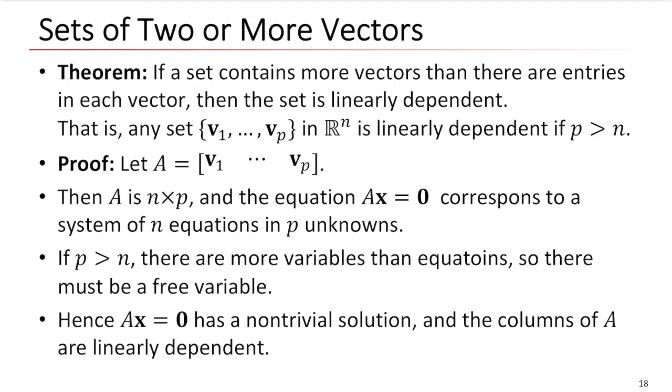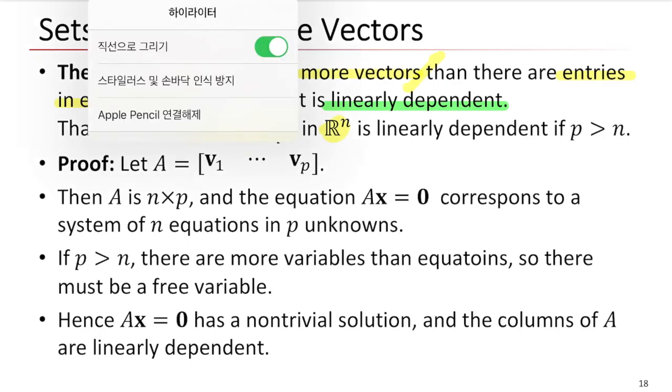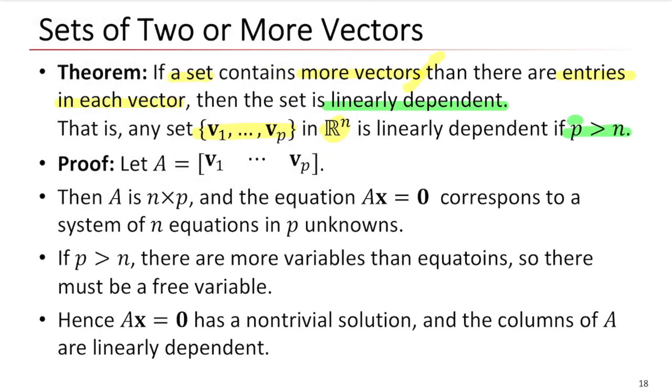Okay, there is another theorem. If a set, V1 through Vp, contains more vectors than the number of entries in each vector, then the set is linearly dependent. In other words, let's use the notation: any set V1 through Vp in Rn space is linearly dependent if the number of vectors is larger than the number of entries in the vector.